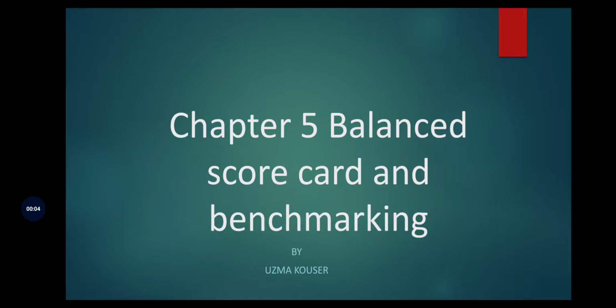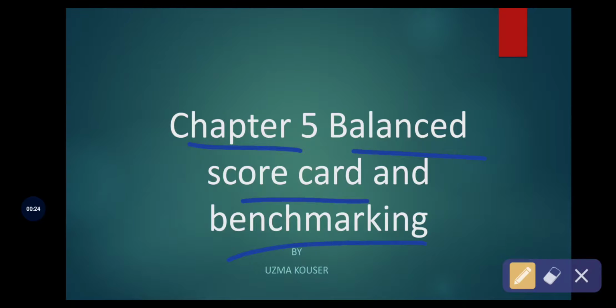Hello everyone. In the last class, we finished our fourth chapter theory, that is TQM. So today we will start one new chapter, the last chapter, chapter number 5, Balanced Scorecard and Benchmarking.